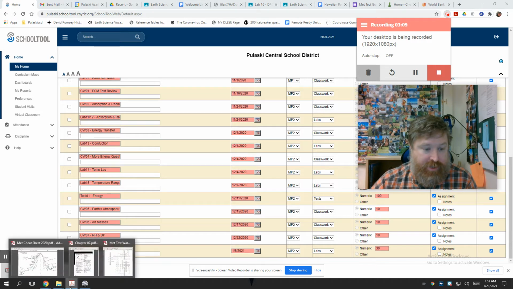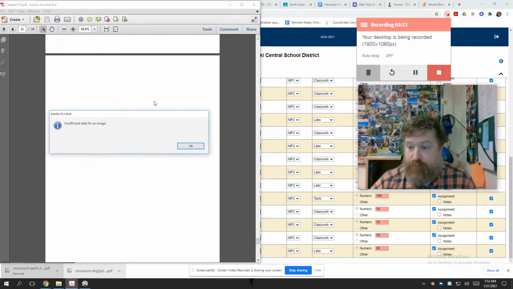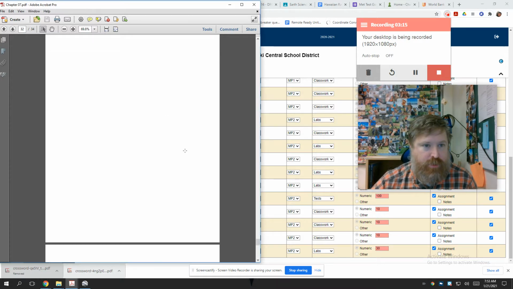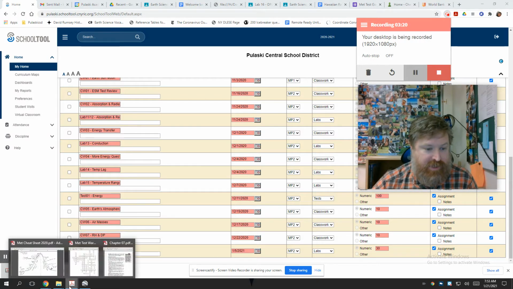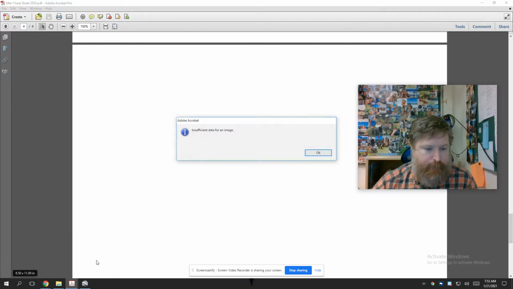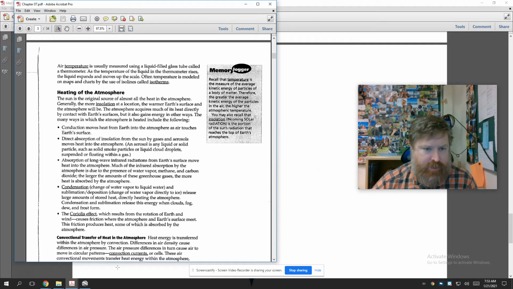All right, what else might be on that? The second part of what we're going to count for a test. Whoop, I don't know why that happened. All right, it's fixed. Boy, PDFs aren't happy this morning.